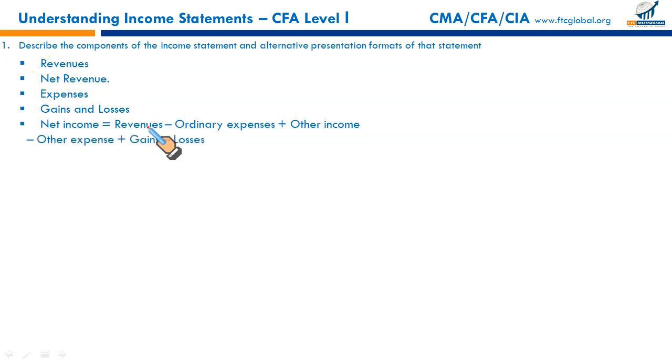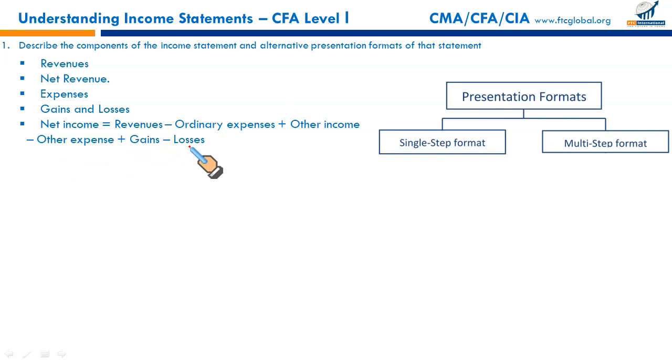So net income is the net of all these revenues minus ordinary expenses plus other incomes minus other expenses plus gains and minus losses. So this is a simplified version of your income statement. So what are the presentation formats? There are two presentation formats.